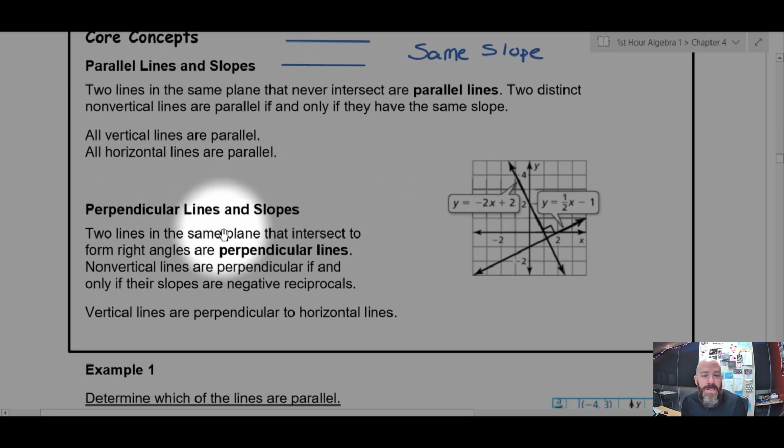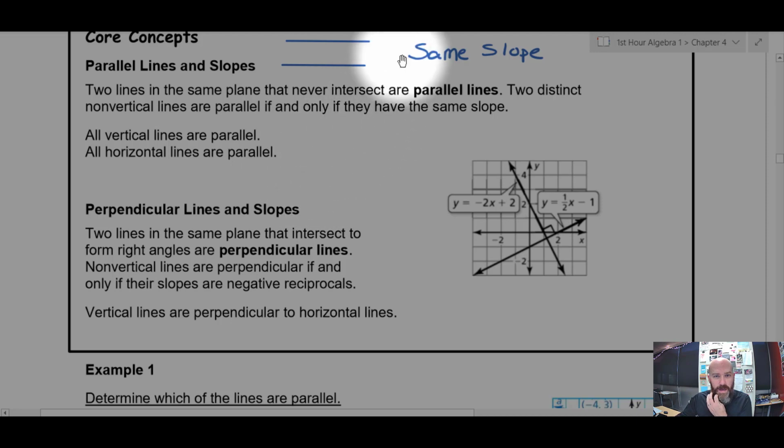Perpendicular. These are two lines in the same plane that intersect to form right angles. So that's sort of like what we see right here in this picture. And those are perpendicular lines. Non-vertical lines are perpendicular if and only if their slopes are negative reciprocals. Vertical lines are perpendicular to horizontal lines.